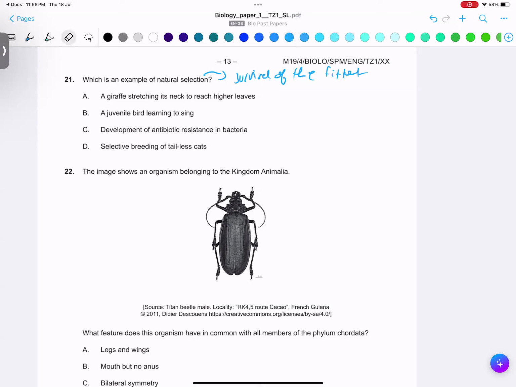A giraffe stretching its neck to reach higher leaves, no. A juvenile bird learning how to sing, no. This does not help its survival, so this is no. Development of antibiotic resistance in bacteria, yes, because this does help its survival. And selective breeding of tail cats, no. So the answer is C.